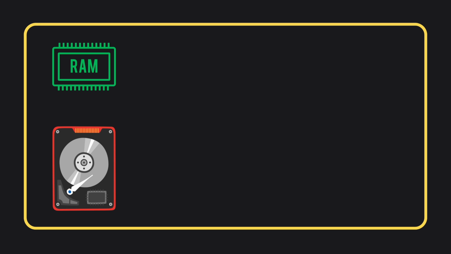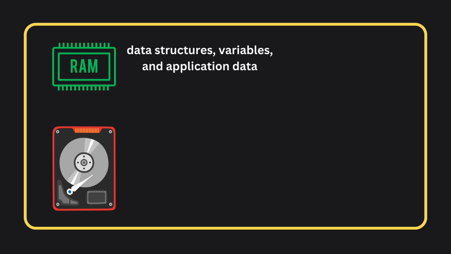The next immediate access point after disk is the RAM, or random access memory. RAM serves as the primary active data holder and it holds data structures, variables and application data that are currently in use or being processed. When a program runs, its variables, intermediate computations, runtime stack and more are stored in RAM because it allows for quick read and write access.